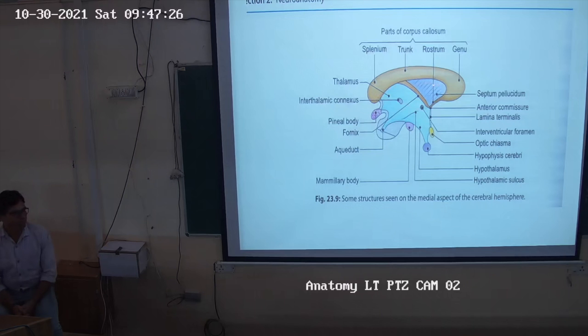So the lateral ventricle communicates with the third ventricle by this opening, that is the interventricular foramen. Another name of this foramen is foramen of Monro. Now look, this is the third ventricle. So the third ventricle, through this cerebral aqueduct, that is this one, communicates with the fourth ventricle. Okay, so in this way each ventricle is connected with the others.